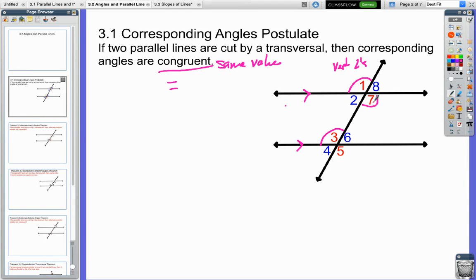Well, 7 also corresponds to which angle? 5 down here. That's why I color code them like this. 1 and 7 are equal because of vertical angles. 1 and 3 are equal because they're corresponding angles. 3 and 5 are equal because of vertical angles, and 7 and 5 are equal. Same thing with 2 and 4, 8 and 6. They're corresponding angles, so they are congruent to each other. They equal each other. So this is a postulate, meaning this is understood as fact. We use this postulate as a base for a lot of the other things coming up next.